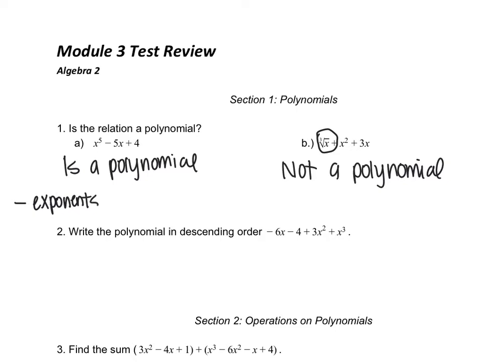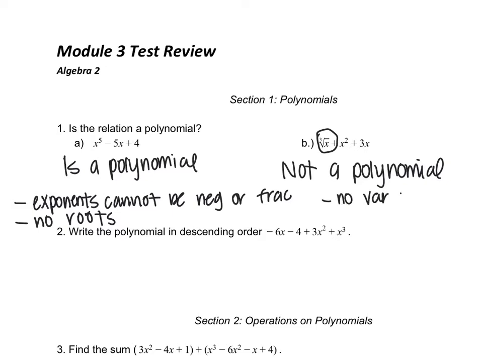So just a couple reminders. Exponents cannot be negative or a fraction. No roots, and no variable in the denominator of a fraction. So those are the three things you can't have for something to be a polynomial. If any of those things appear with a variable, these are specific to variables, then it's not a polynomial.